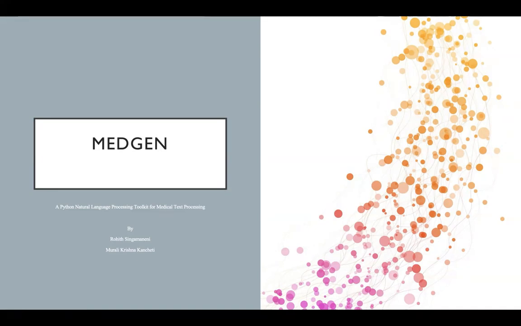NLP stands for Natural Language Processing, which is a subfield of artificial intelligence. It focuses on the interaction between computers and humans using natural language. The main objective of NLP is to enable computers to understand, interpret, and generate human language in a way that is both meaningful and valuable.